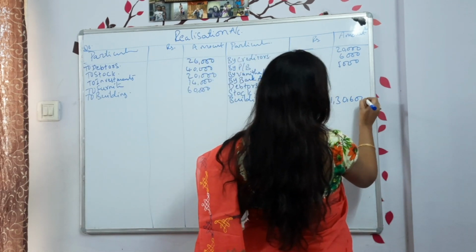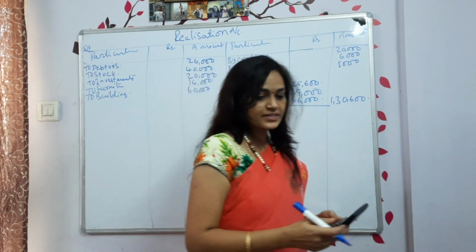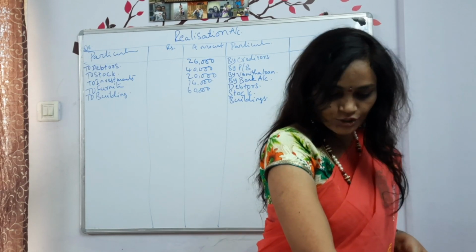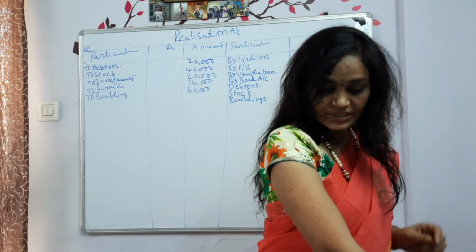1,30,600. The total is 1,30,600. Now let us see how the liabilities were realized. Okay, still some more is there. Let us check it out. What is that? It is investments.